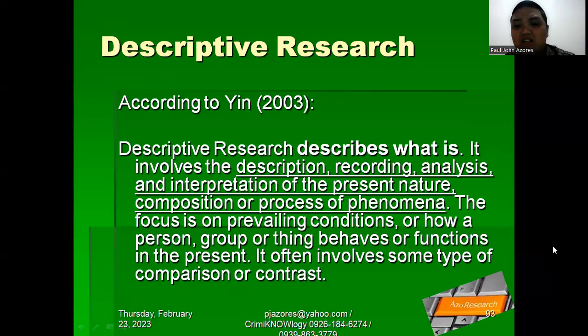If you will see the definition, you will be convinced that most of the criminological research will always fall under the descriptive research. Why? We always want to describe a phenomenon. Why did crime happen? We want to record the crime rate, the situation, and by recording them, we are analyzing the data, the responses, and of course, by analyzing them, we are interpreting the present nature.